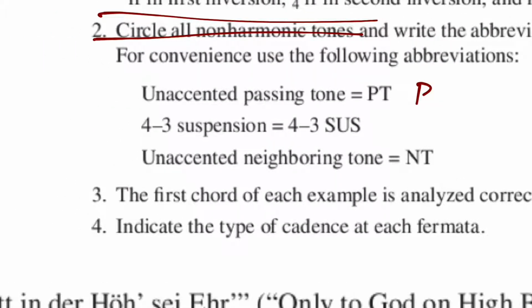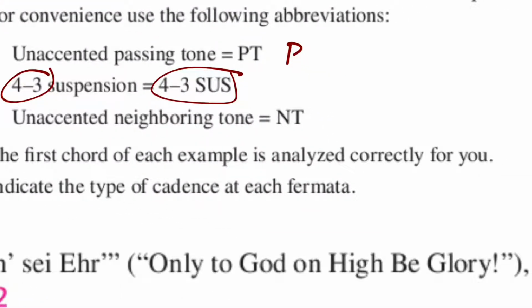Suspensions. Tell us not only that it's a suspension, but what specifically the relationship is of the dissonance. So this is a dissonance of a 4th in the bass going to a 3rd. So a 4/3 sus or 4/3 suspension. Neighbor tones, again, you can also write just N. We don't need T for tone. We know it's a tone.